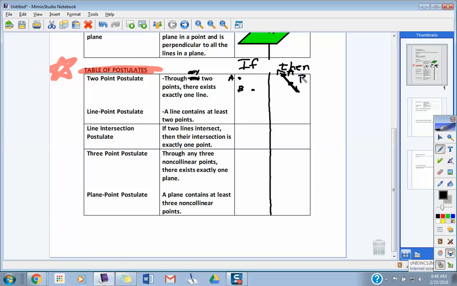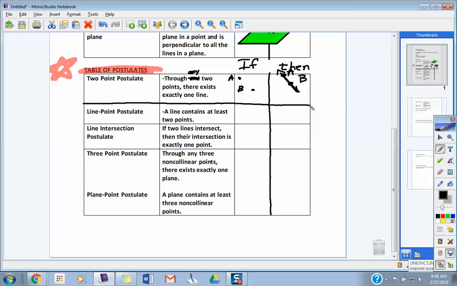So if you have 2 different points, can they go anywhere? Well, they have to be connected in that line. I'm saying if you have 2 points, A and B, then you also have a line A to B, okay? If you have 2 points, then you have a line, all right? So that's the 2-point postulate.